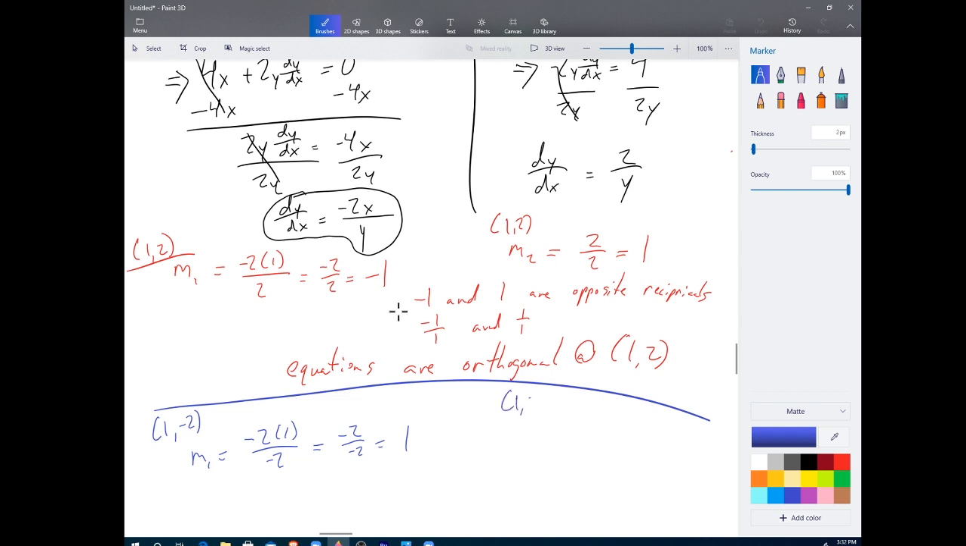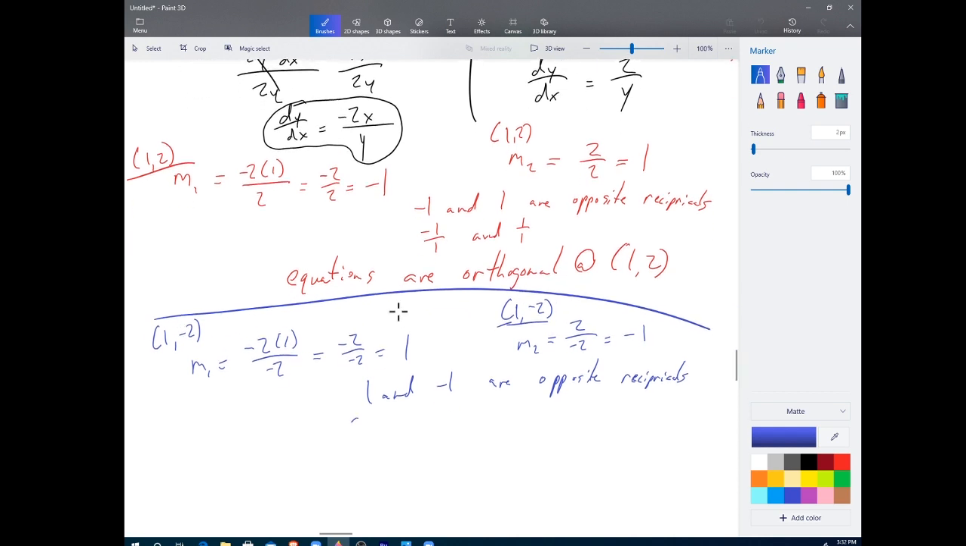On this side, when I plug in to my slope equation, the 2 over y, I get negative 1, and again, 1 and negative 1 are opposite reciprocals, which means the equations are orthogonal at the point (1, negative 2) as well.